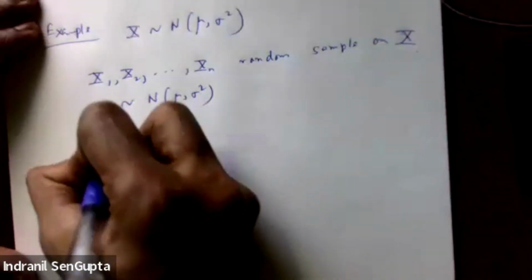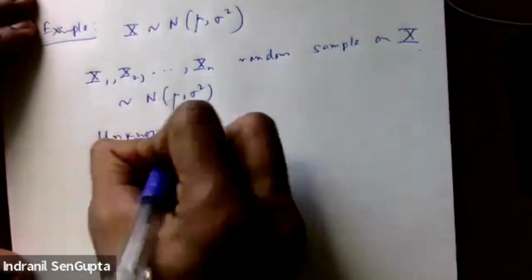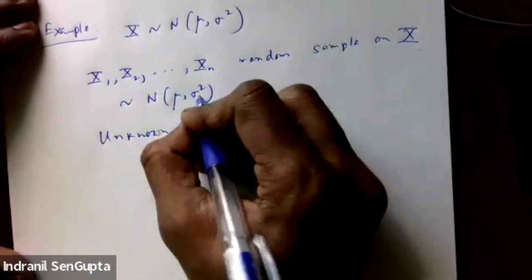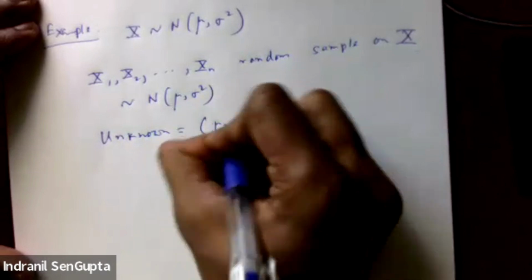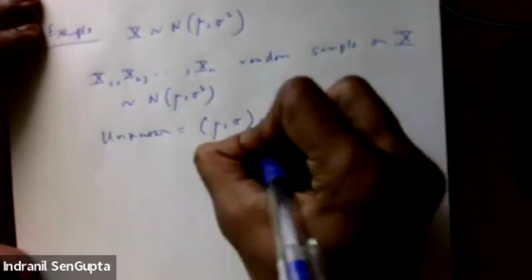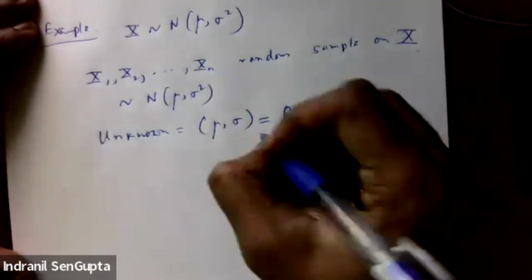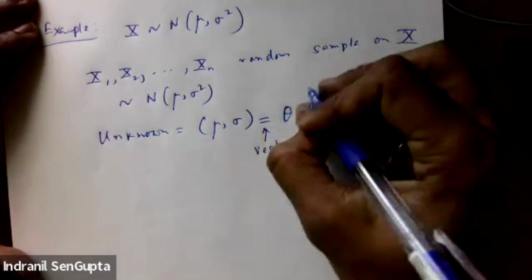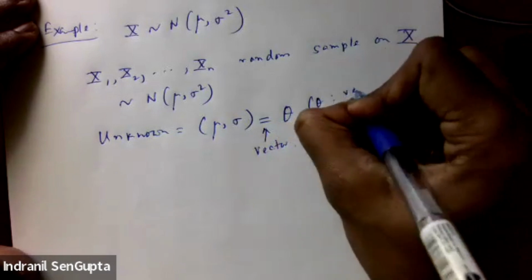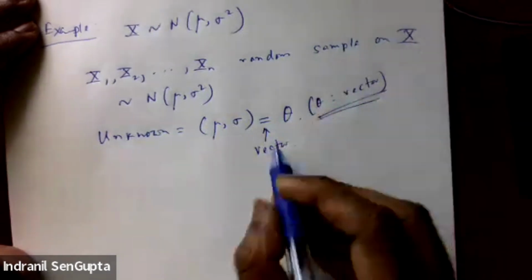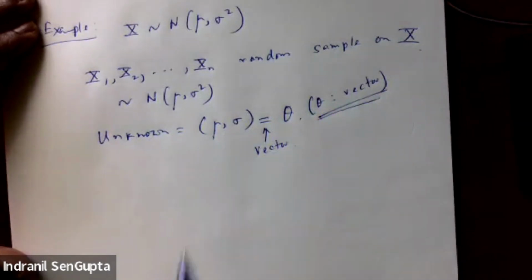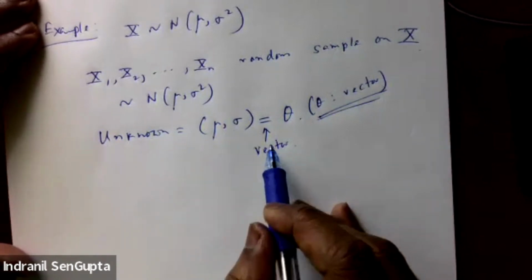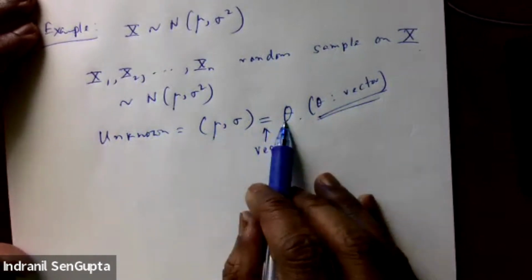So what is the unknown? We don't know mu and we don't know sigma squared. That would be my theta. Here theta is a vector. In the last example, it was just a number, but in this case, it's a vector of two elements, mu and sigma. A vector simply means it has more than one component.